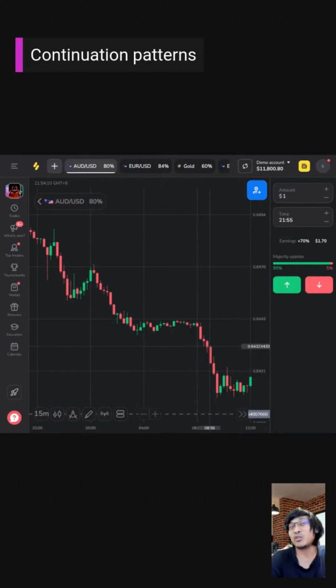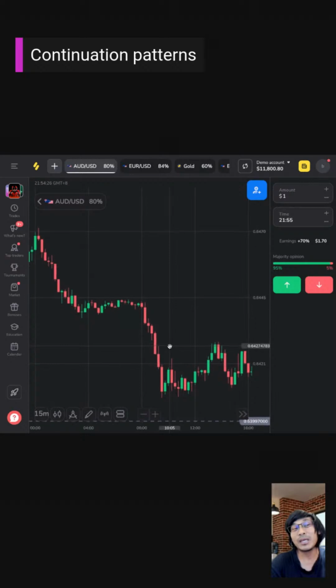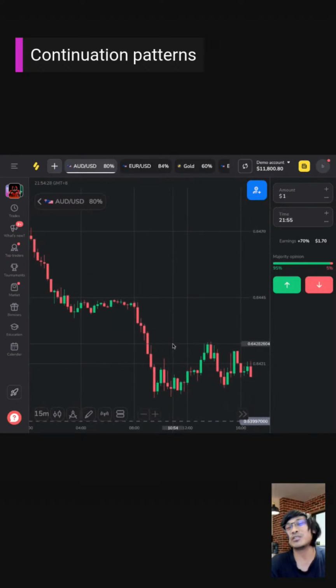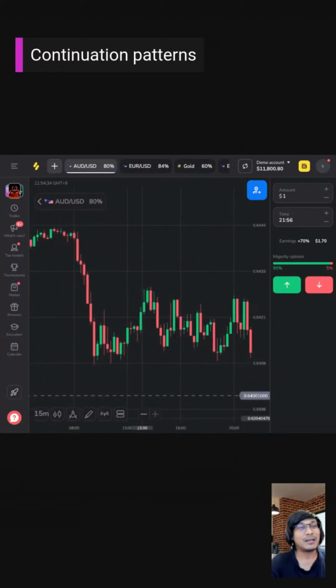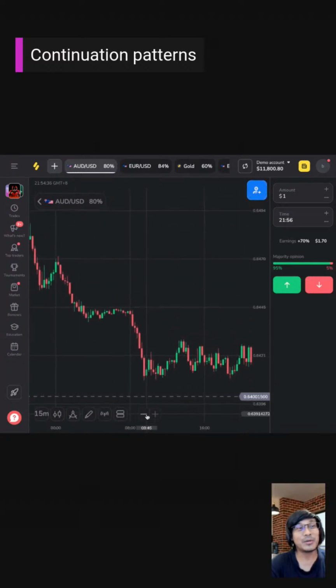So for continuation to be validated, for continuation to be proven, it must break the support at 64374. And it did. The asset moved down and broke that support line, and then you can see the next 4 or 5 candles continuing in the direction of the original trend. So that's a continuation pattern. And it's still continuing, it's still going on.